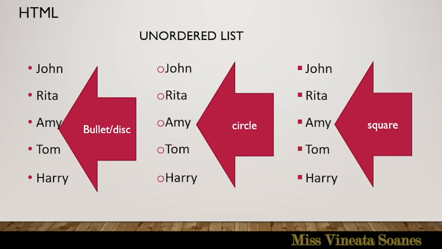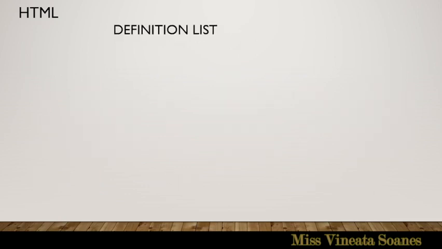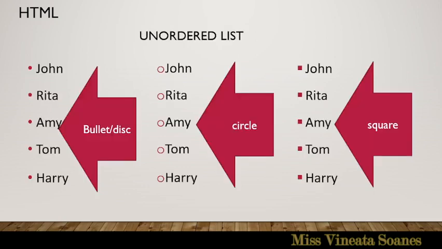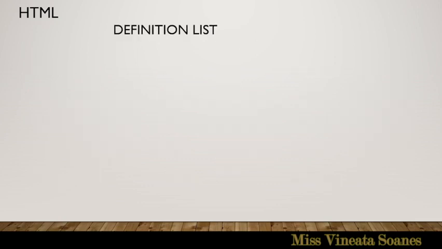That also goes the same way with the ordered list. If you don't specify Roman or alphabet, it will always give you numbers, which means if you don't specify what you want, you'll always get 1, 2, 3, 4, 5. Apart from ordered list and unordered list, we also have a definition list.